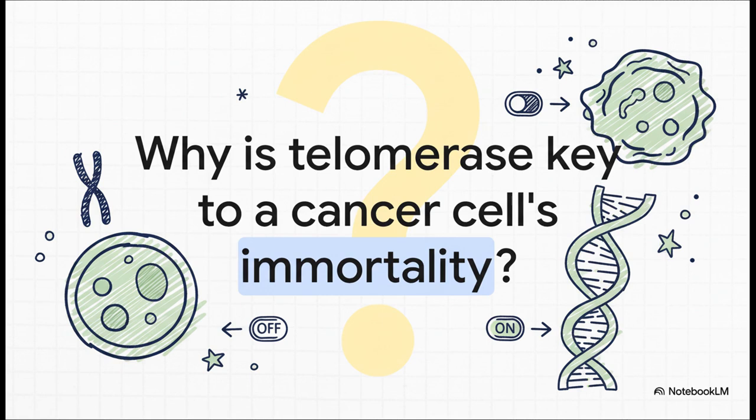And to leave you with one last thing to really chew on for the exam, something that connects all these ideas. In most of our adult cells, telomerase is turned off. That's part of what limits their lifespan. But almost all cancer cells figure out a way to turn telomerase back on. So the question is, why is flipping that switch back on so absolutely critical for a tumor cell to become immortal? Think on that.